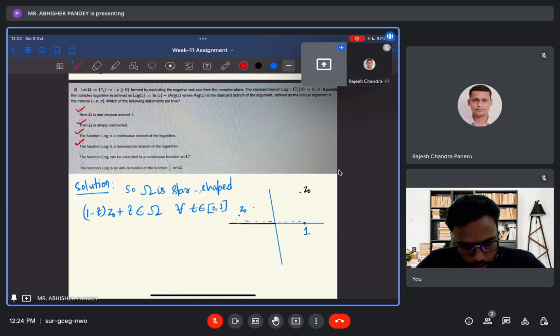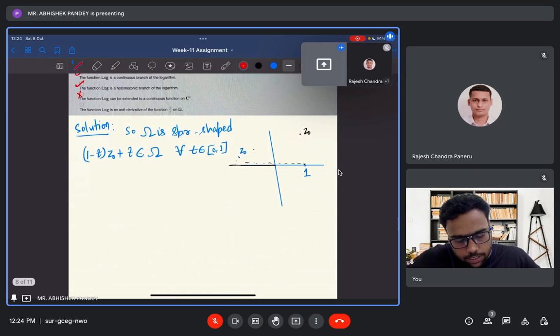Now the principal branch of logarithm can be extended to a continuous function on C star. This is not possible, because any continuous branch of the logarithm will have a discontinuity on a ray passing through the origin and making some angle theta with the positive real axis. So it cannot be extended. This thing is clear? Yes, sir, clear.